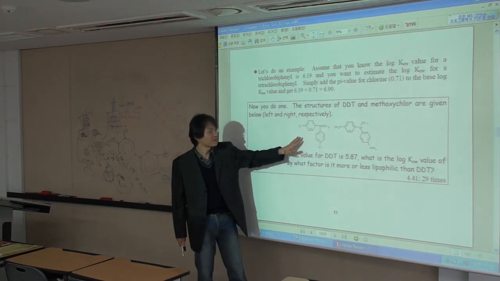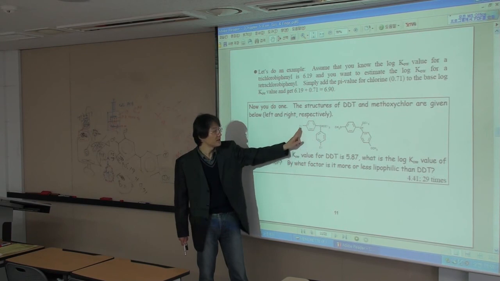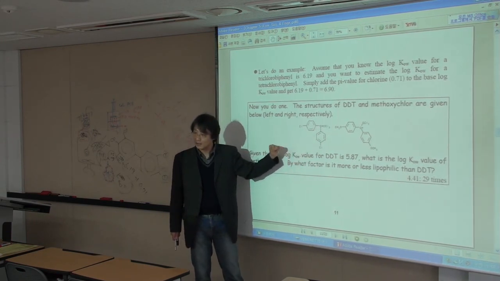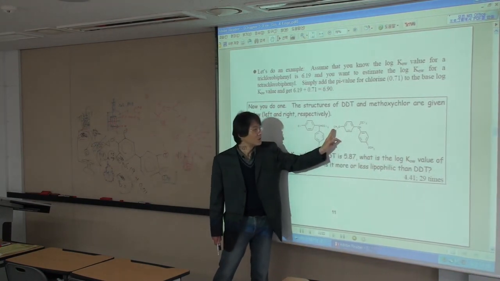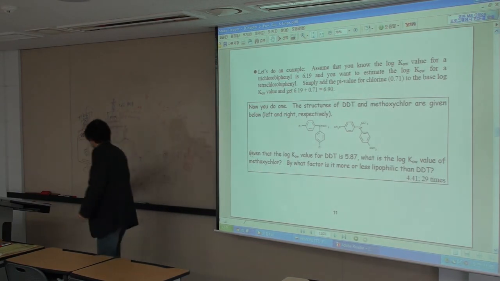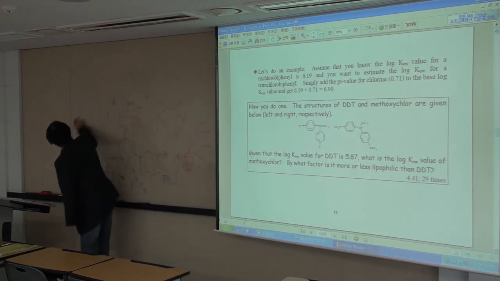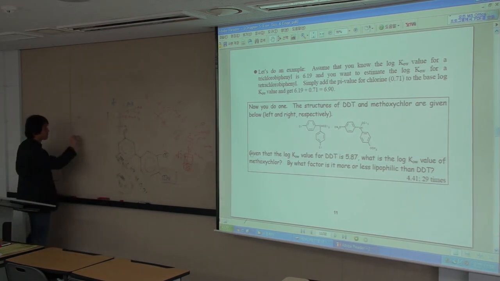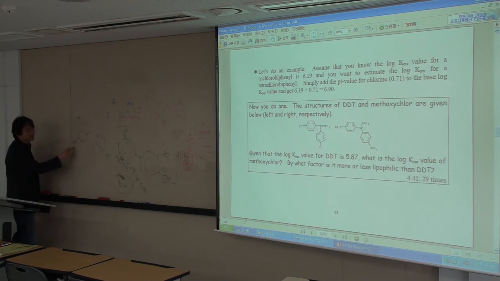This is very easy. First, using the DDT structure, take out Cl. So subtract the 2 Cl value, and then add these two CH3O, and you get the new KOW. Did you get that? To simplify: there are two Cl, and methoxychlor has CH3O, CH3O. So for this compound, at first I remove the 2Cl value, and then add the 2CH3O value, and you get the KOW of methoxychlor.